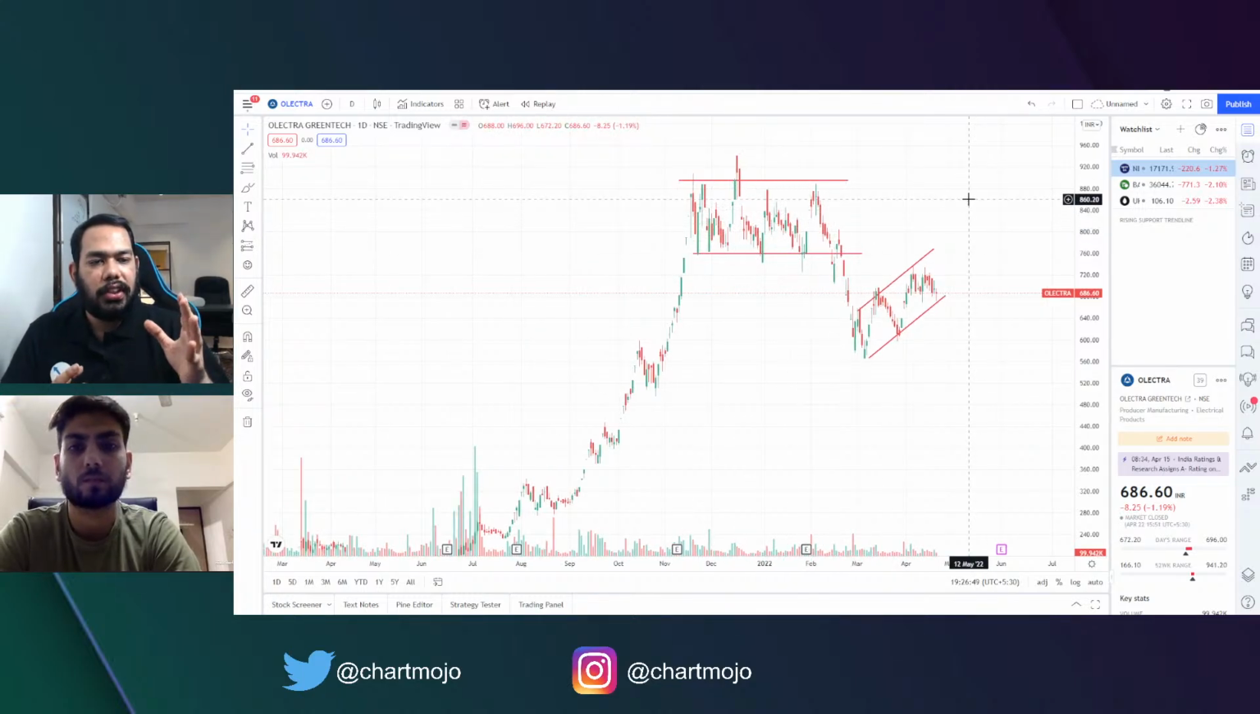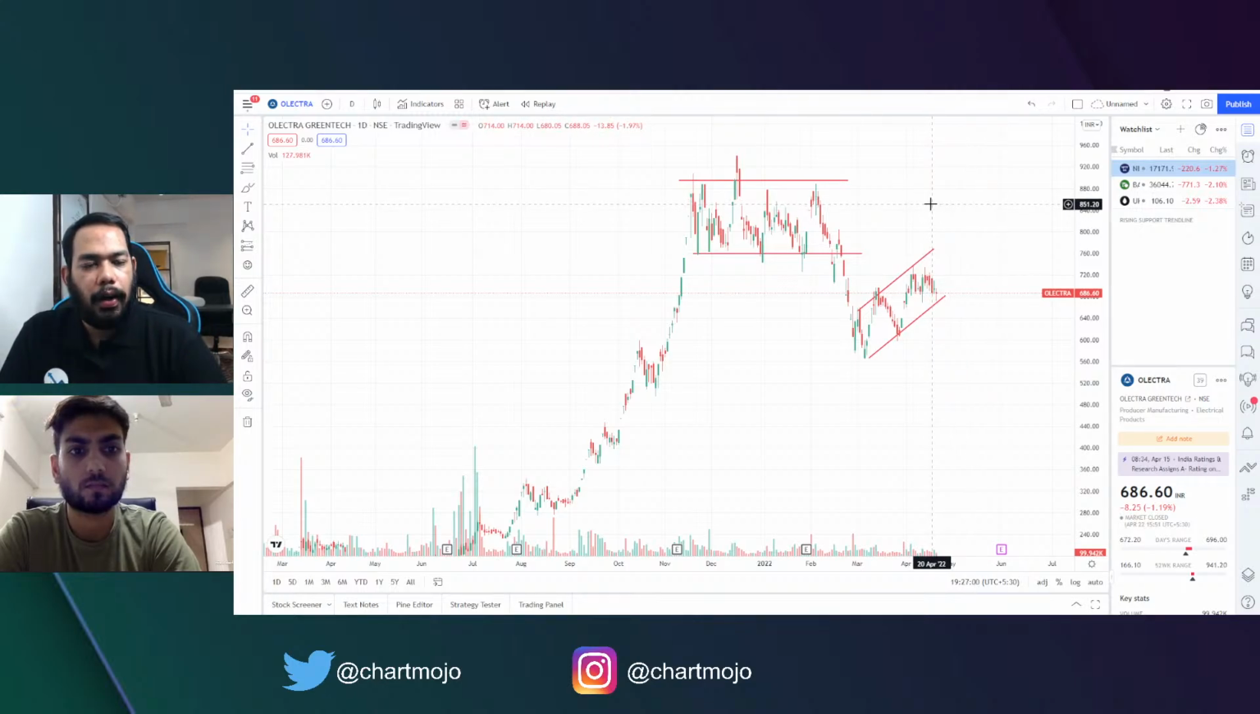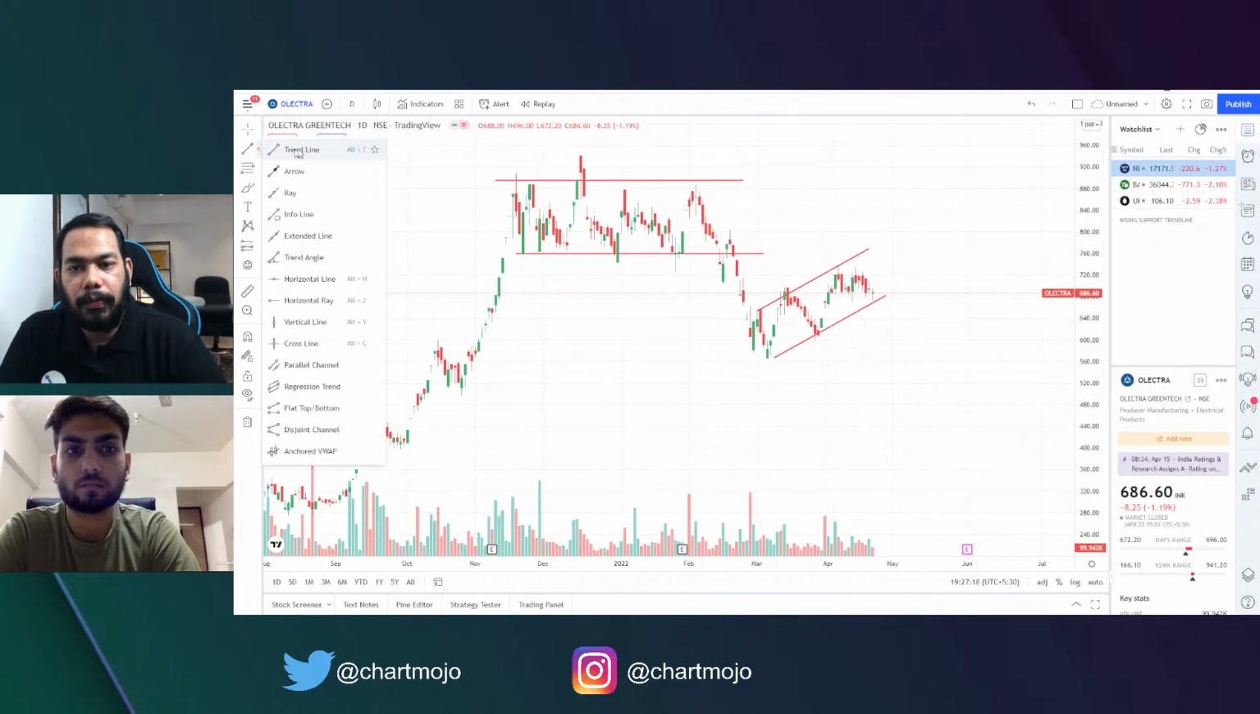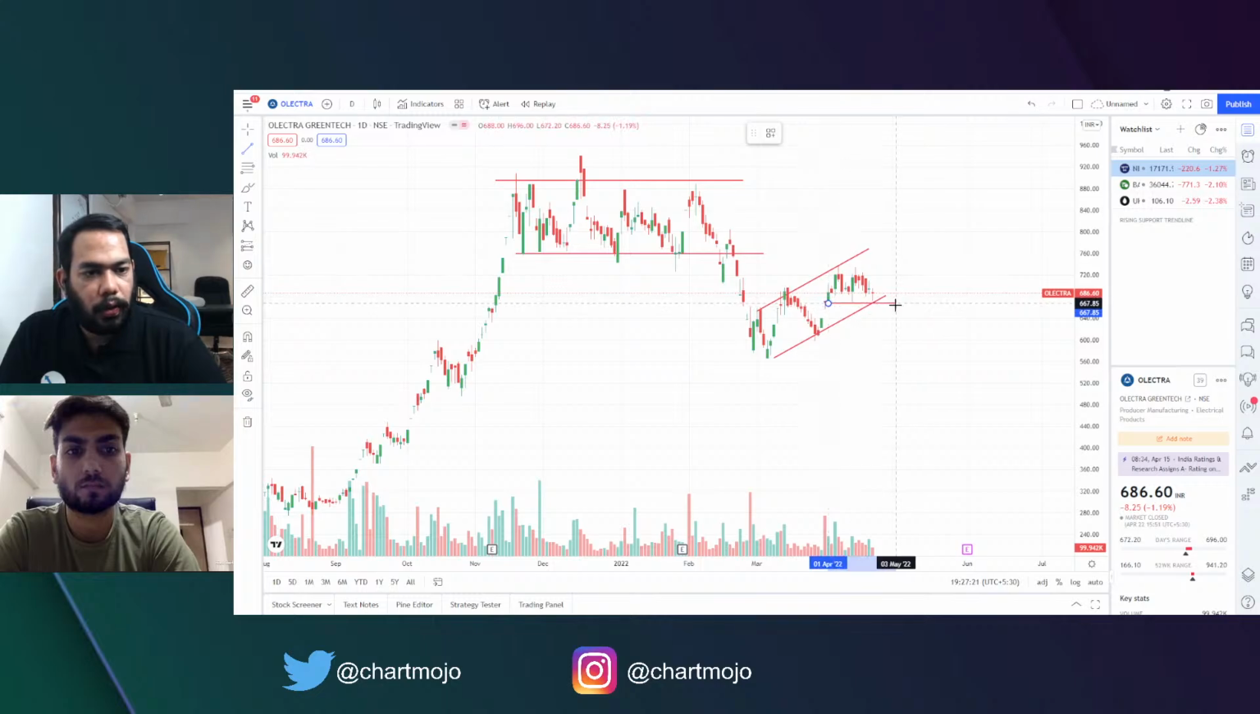So this kind of behavior we see, and I think this counter might again give a breakdown. If someone is holding for an investment purpose, then I won't comment. But if someone is holding for trading purposes, then one can exit this particular counter when it goes below 670. Why? Because at that time this consolidation will also get over, and we might see this higher low getting taken out, and we can see further downfall.